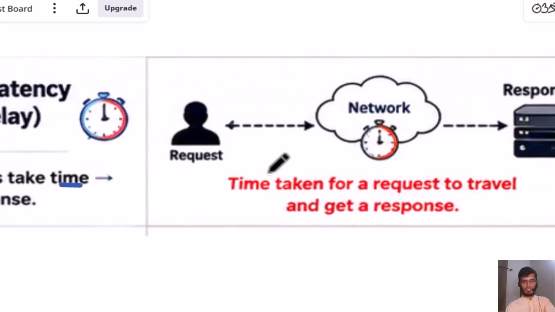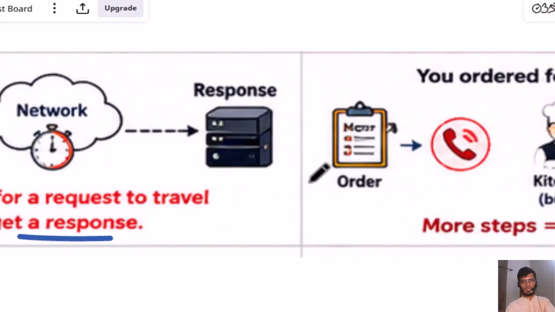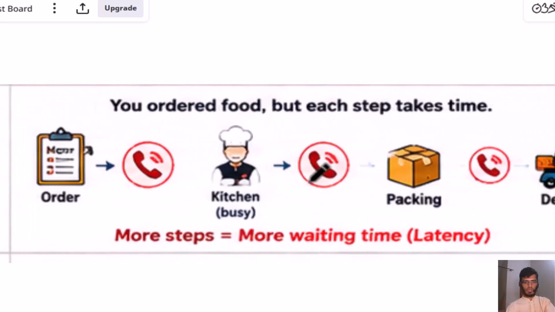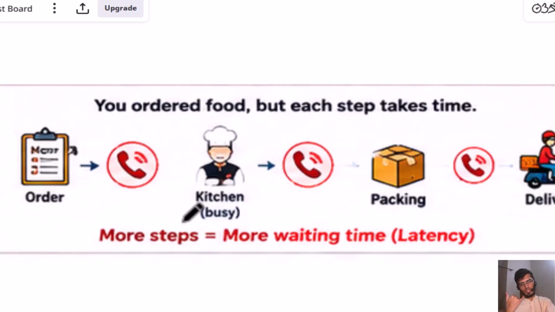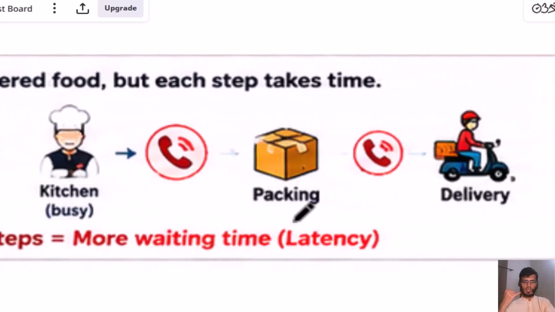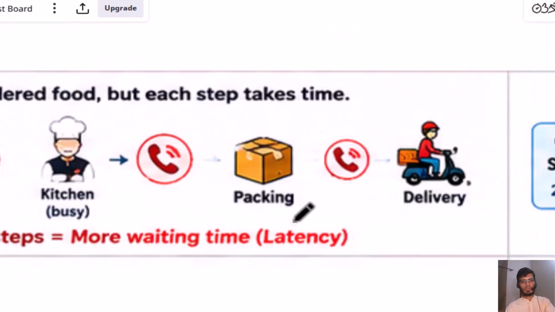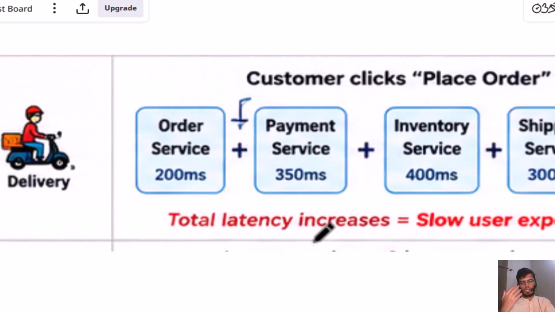So for example, a request is made by the user, and the time taken by the request to go to the service and to come back is known as latency. In a real world analogy, your customer gives an order, like one salad, and then a call is made to the kitchen. After that, the kitchen chef calls the packaging service to package the order, and then packaging calls the delivery to deliver that order. So we have more steps, more time. Latency will be increased, time will be increased.